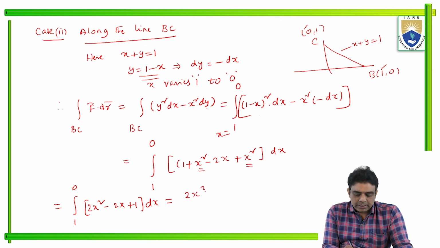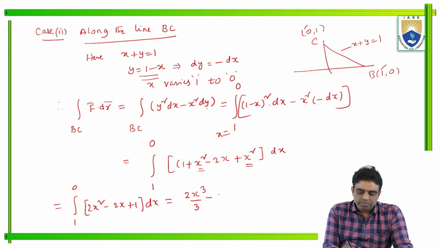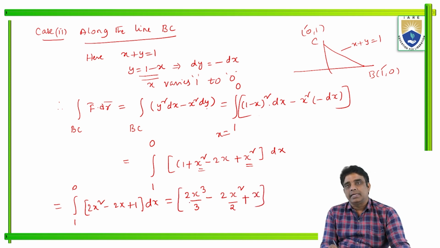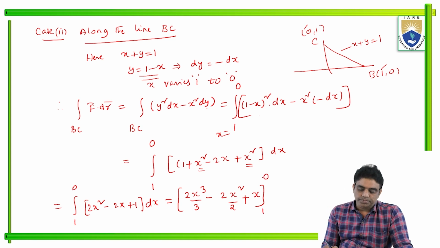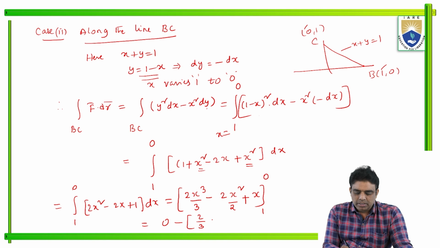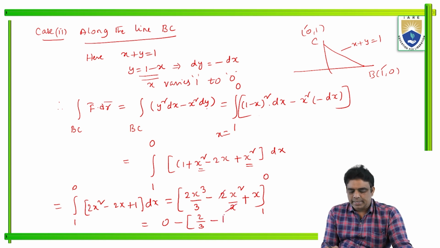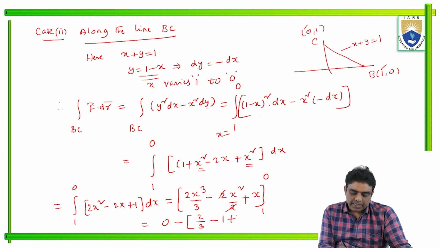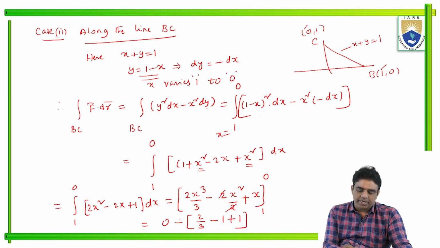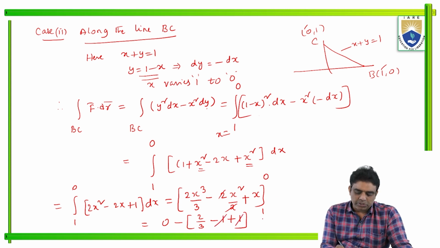2 into the integral of x square, which is x cube by 3, minus 2 into the integral of x, which is x square by 2, plus the integral of 1 dx, which means x, between 1 and 0. On substituting the limits, the upper limit gives all zeros, minus the lower limit, 2 by 3 minus 1 plus 1, where the 2 cancels and 1 square is 1. So minus 1 plus 1 also gets cancelled. The value is equal to minus 2 by 3.